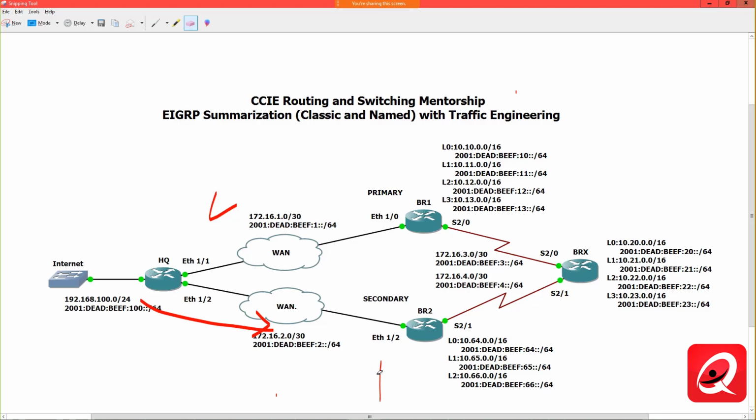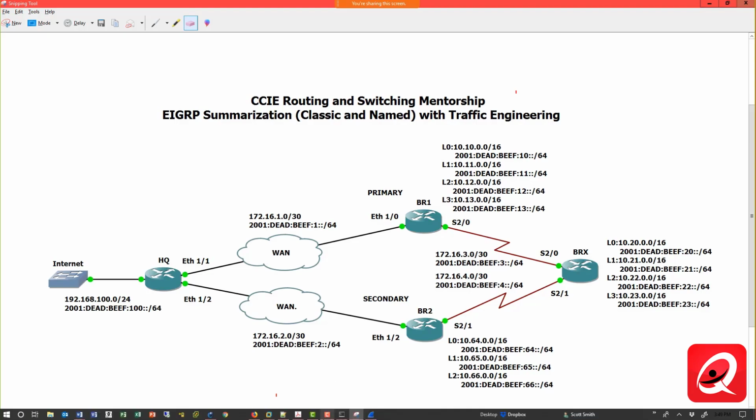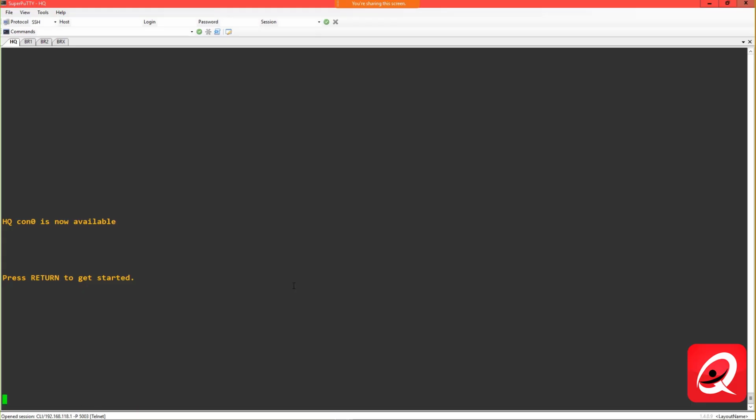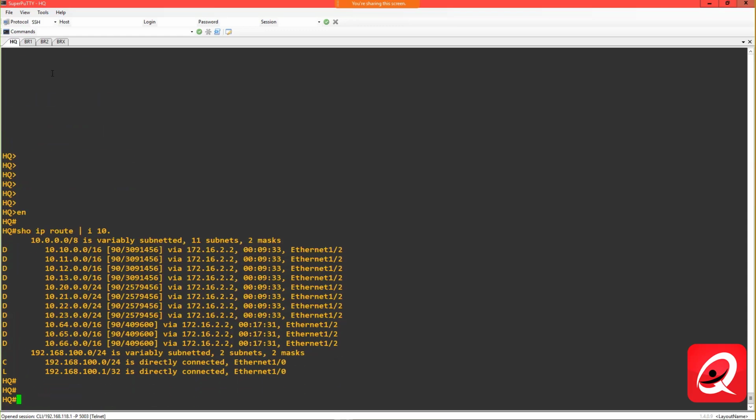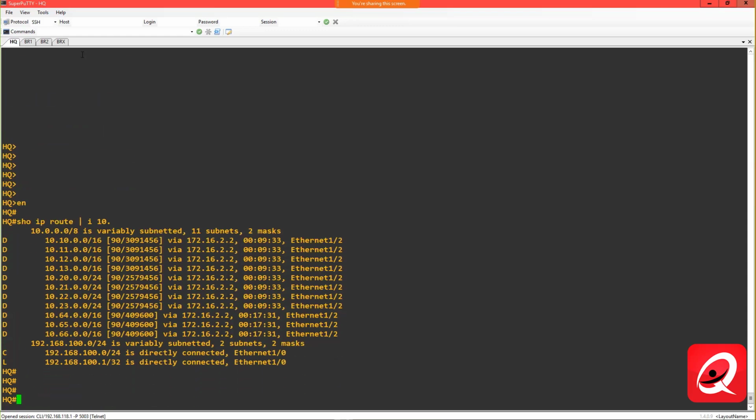Let me demonstrate what auto summary looks like from this perspective, okay? If I go into BR1, for example, and I'll do this in classic mode, I'll show you guys this later on in named mode, but let me do it to HQ first real quick and do show ip route | include 10 dot whatever. Okay, so those are all the 10 prefixes that I'm getting.